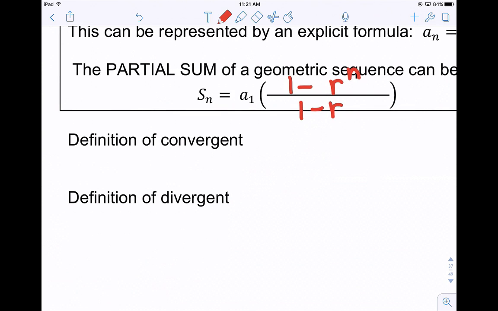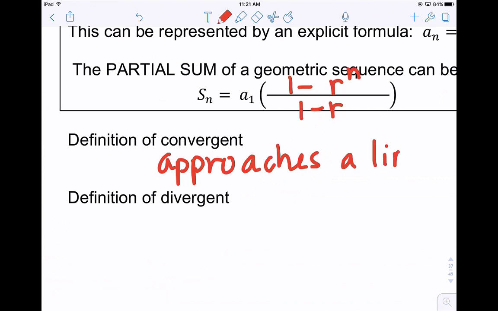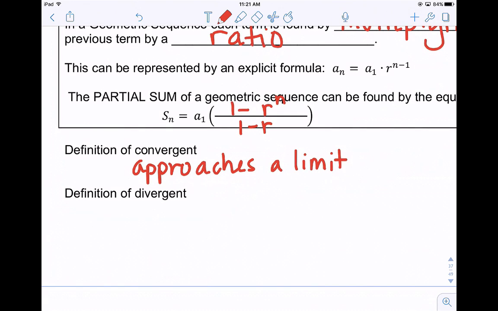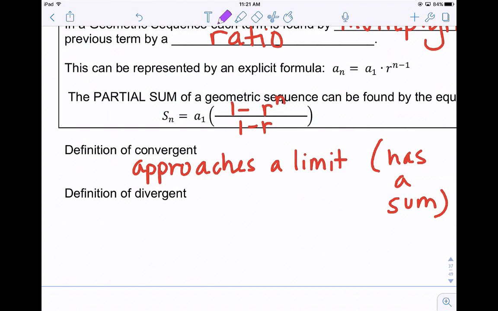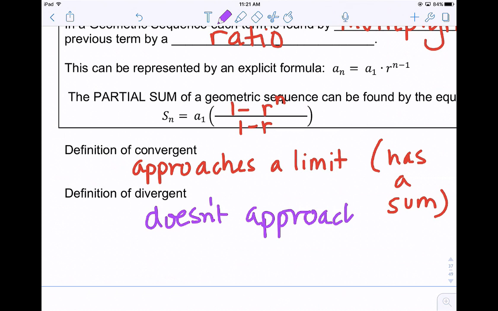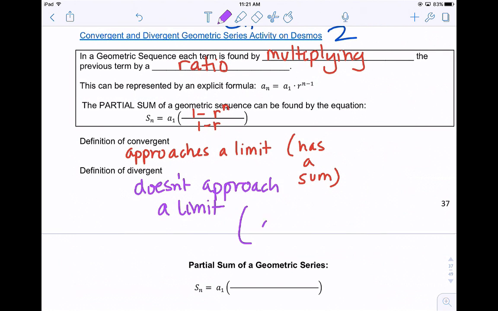It goes over the definition of convergent when it approaches a limit. In other words, it has a sum. Versus divergent, which does not approach a limit, keeps going on forever. It does not have a sum. So it doesn't approach a limit, and it doesn't have a sum. Doesn't add to anything. Keeps going forever.